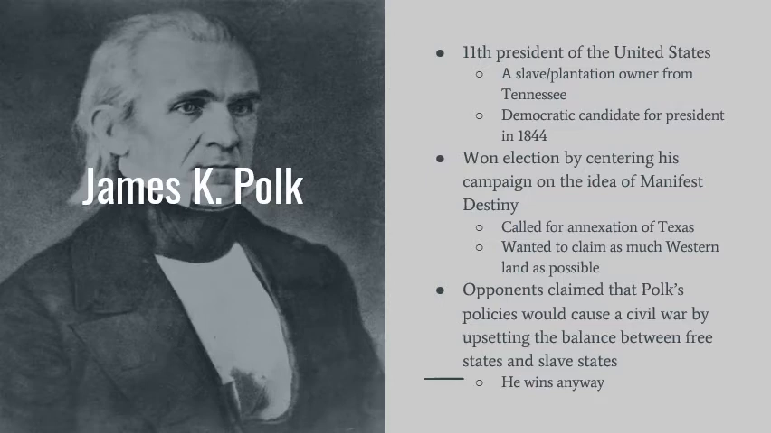He was a slave owner from Tennessee who served as the Democratic candidate for president in the 1844 election. He manages to win this election by focusing his campaign on the idea of manifest destiny. So his main policy goals are to get more land for the United States. He wanted to annex Texas, which, as you should know, was an independent republic at this point, and he also wanted to claim as much extra Western land as possible. Opponents of Polk's claimed that his policies would cause a civil war by upsetting the balance between free states and slave states, but he manages to win anyway.